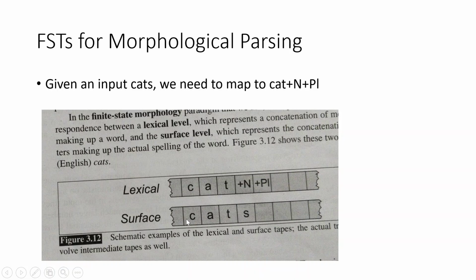Okay, so you can map either from the surface to lexical or lexical to surface also. Either way we can do. That is, when you read cats and generate this, it is a recognizer. When in the reverse process, it is a generator. So it is possible either way.